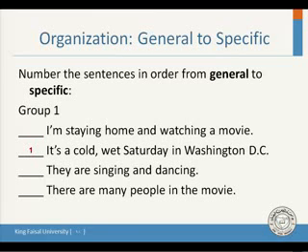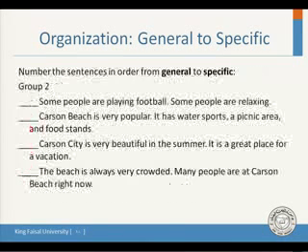Very general. The following sentence, where are you now? I'm staying home. What are you doing? Watching a movie. Okay? So, this is paragraph sentence 2. Now, what is happening around you? There are many people in the movie. What are those people doing? They are singing and dancing. So this is the order of the sentences from general to specific.